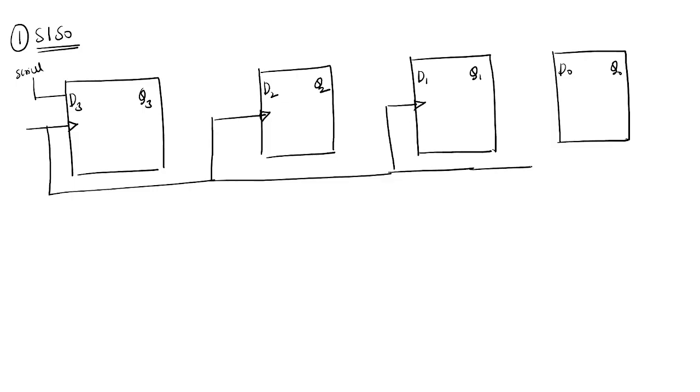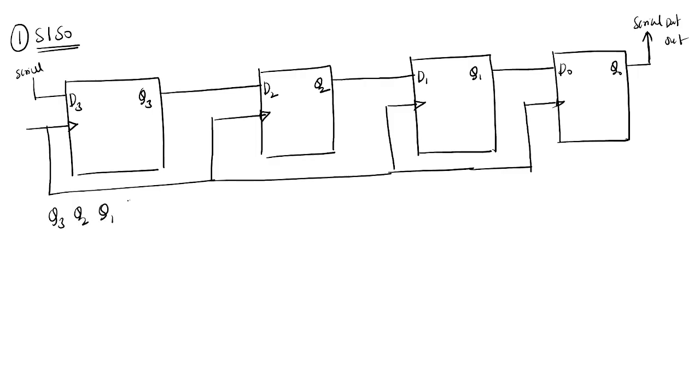And next here, Q3 is connected to D2, Q2 is connected to D1, and Q1 is connected to D0, and this is serial data out. So here what happens? First, we write Q3, Q2, Q1, and Q0.